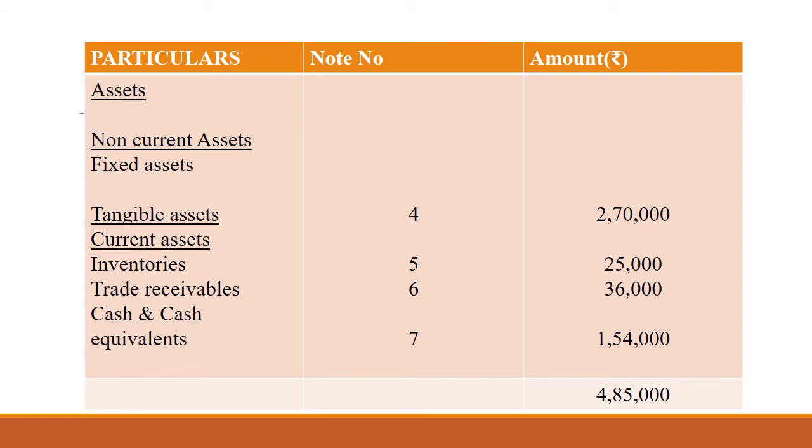The next part, non-current assets, fixed asset, nothing. Tangible asset from note number 4, 2,70,000. Current asset, inventories, note number 5, 25,000. Trade receivable, note number 6, 36,000. Cash and cash equivalent, note number 7, 1,54,000. Which also amounts to 4,85,000. Tallying both liabilities and assets.